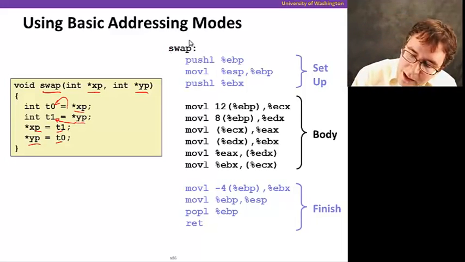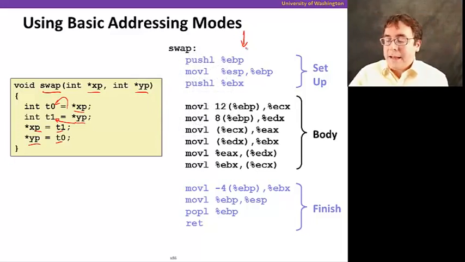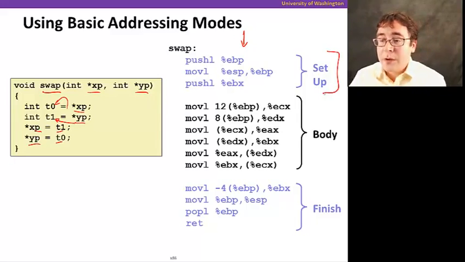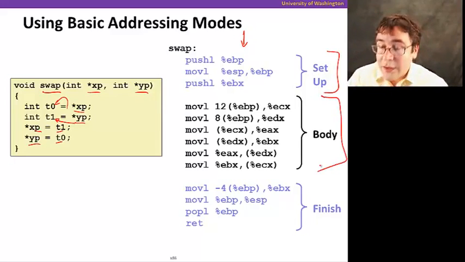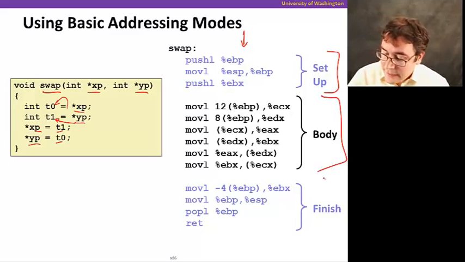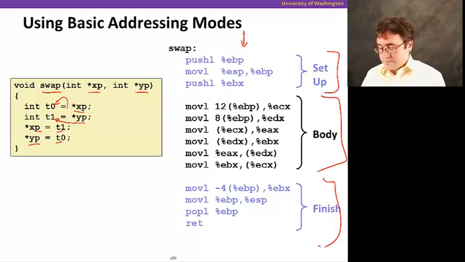Now this is the assembly version of the C code we just saw, and we have three basic pieces here. One is called the setup. It's reading the parameters and setting up the stack and so on. We have the body that does the actual execution of the function. And then we have the finish up, where we restore the stack to its original location, restore register values, and then return to the caller.